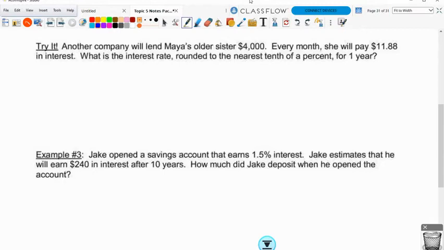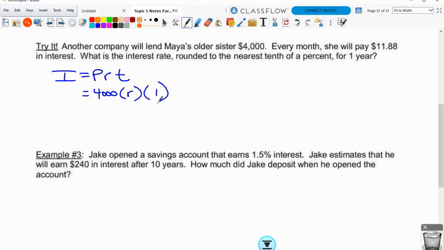In the try it question, they tell us that another company will lend Maya's older sister $4,000. Every month, she'll pay $11.88 in interest. What is the interest rate rounded to the nearest 0.1% for 1 year? So let's start with our equation again. I equals PRT. This time, the company is going to lend my sister $4,000, so that will be her principal amount. What is the interest rate? R is what we're calculating. And we need to find the interest rate for 1 year.